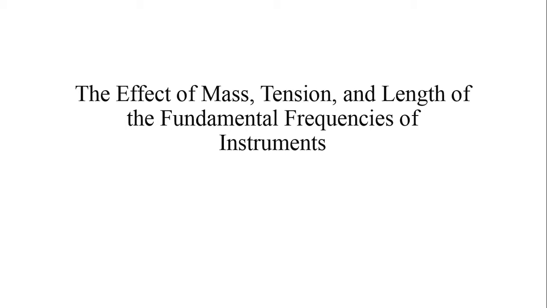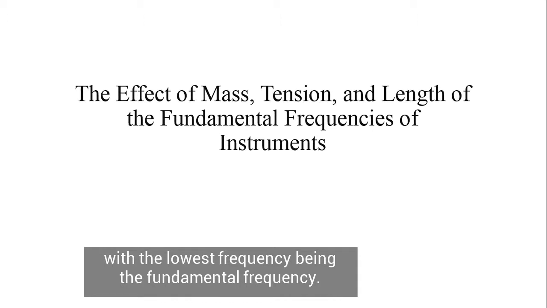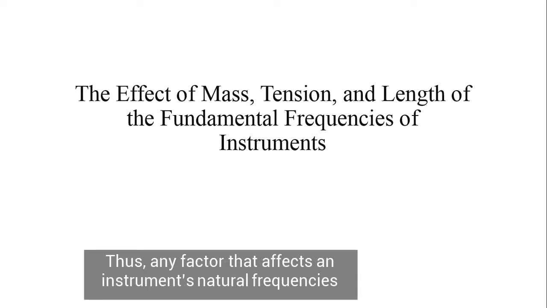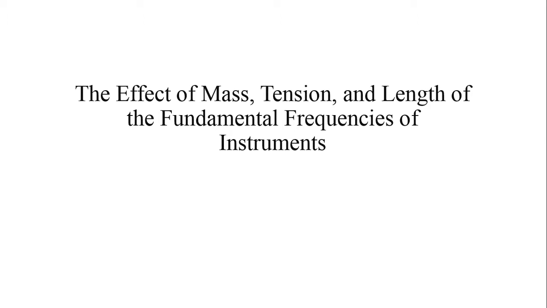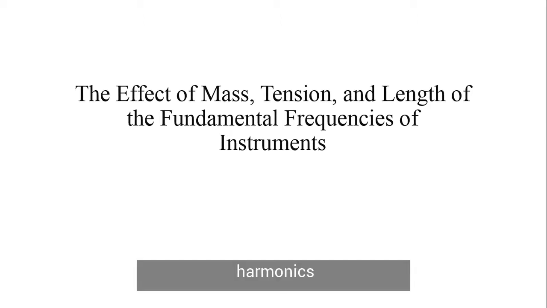In this video, the fundamental frequency of the sound that different instruments produce will always be the independent variable. Since this video is going to explore the different factors that affect an instrument's natural frequencies, the dependent variable will change in each experiment. As you will soon learn, the natural frequencies of instruments are comprised of harmonics with the lowest frequency being the fundamental frequency. Thus, any factor that affects an instrument's natural frequencies will affect both its fundamental frequencies and harmonics.